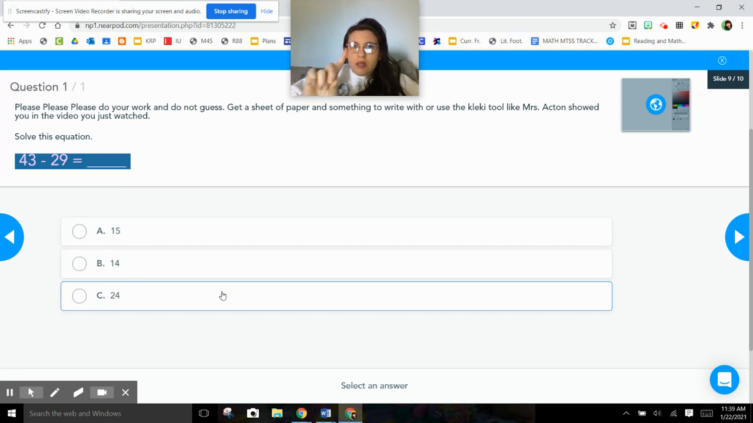So choice number one is get a sheet of paper and something to write with. So you can go get a piece of paper. It can be a paper towel for all I care, just something that you can draw on. And it can be a marker, a pen, a pencil, a crayon. It doesn't matter. Something for you to write with and something to write on.